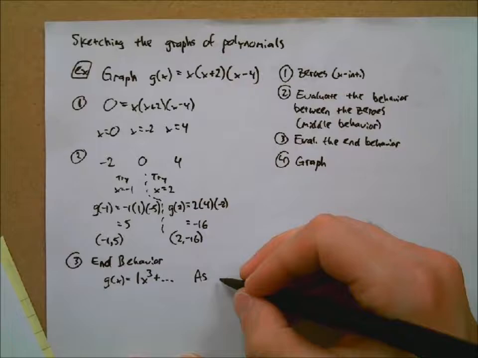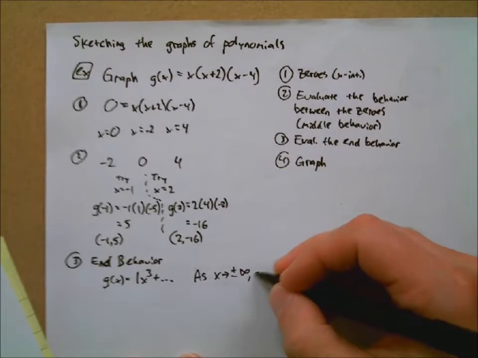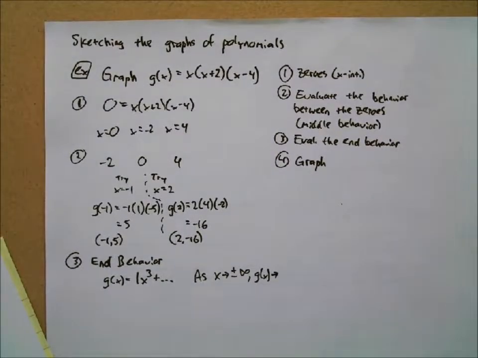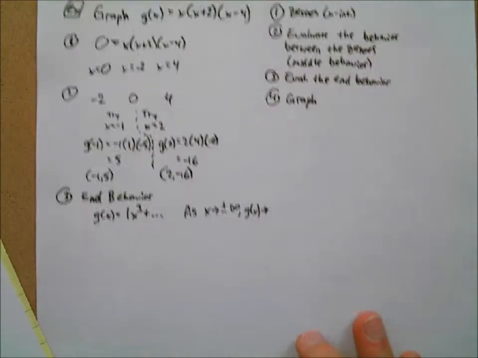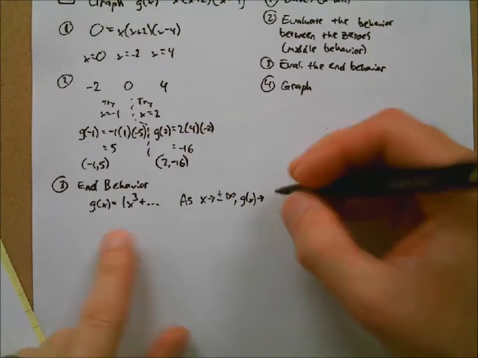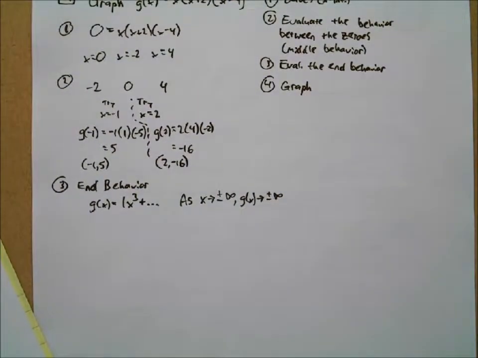As x approaches plus or minus infinity, g of x will approach, and then what? As x approaches positive infinity, g of x will approach what? Positive infinity in this case because we have a positive lead coefficient. So it's going to be plus or minus infinity as well, just like that. So as x approaches positive infinity, g of x approaches positive infinity. As x approaches negative infinity, g of x will approach negative infinity. But if you want to keep it in 2 statements, that's fine too.